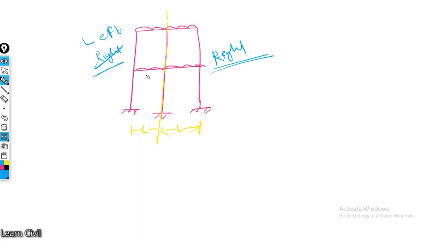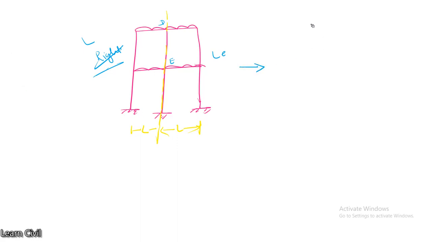Now in this case, as this is a portal frame with symmetry, let us consider this is D and this is E. The joints D and E do not rotate, and therefore we can consider this particular frame like this also.